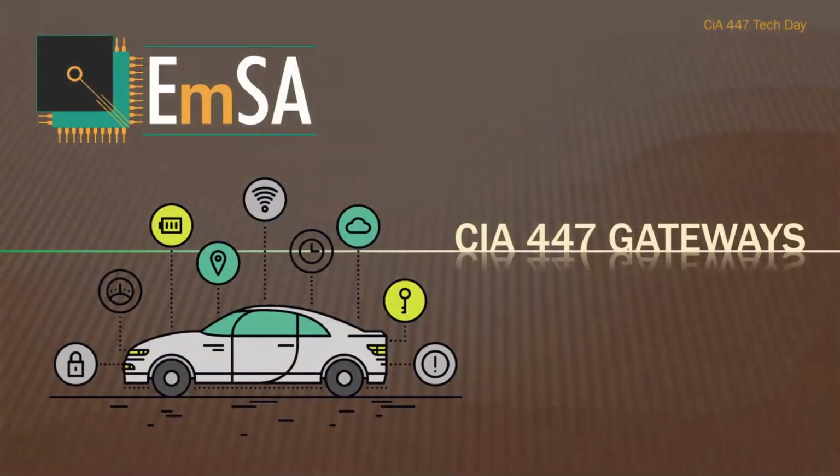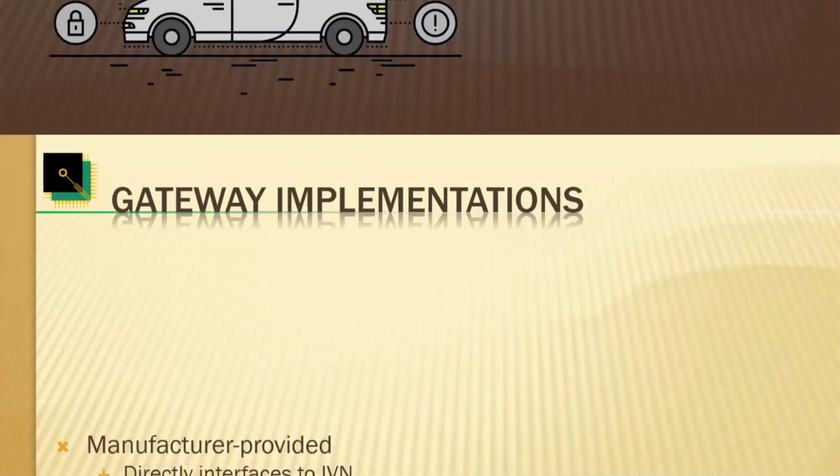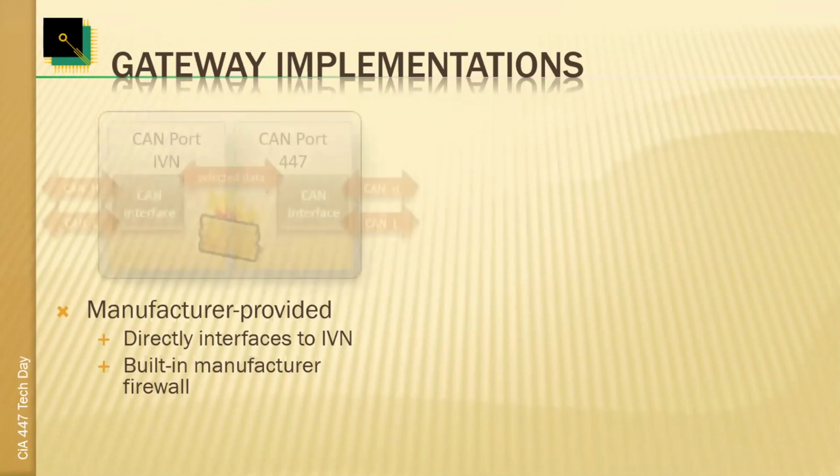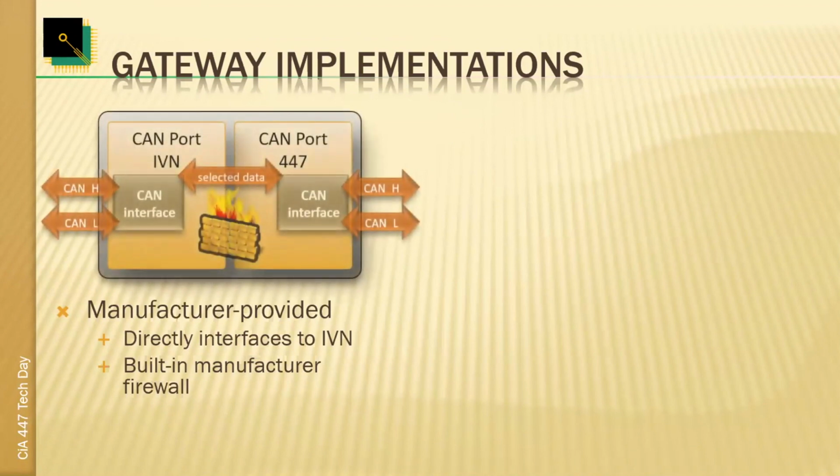So let's have a look at the gateways first. What are your options today on gateways? The gateway, of course, is the most important thing in the car, because really you can't operate any 447 network without having a gateway. So today, the implementations that we see are either directly provided by the manufacturer. You can go to your provider of your vehicle and ask them, hey, can you provide me a 447 gateway, please? And these roughly look like the diagram here.